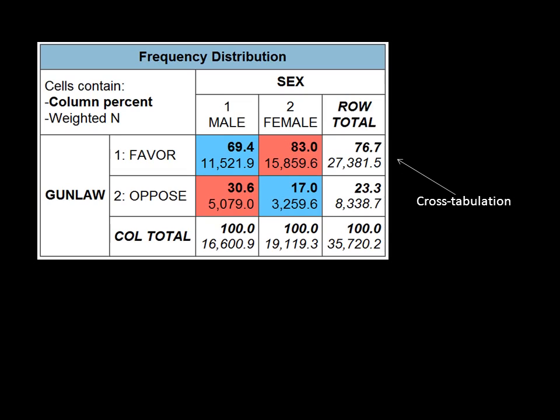In this cross-tabulation, we're looking at the relationship between attitudes about gun laws and gender. And this cross-tabulation suggests that men are much more likely than women to oppose gun laws. For instance, about 30.6% of men oppose gun laws compared to only 17% of women. It allows you to identify a relationship between these two.